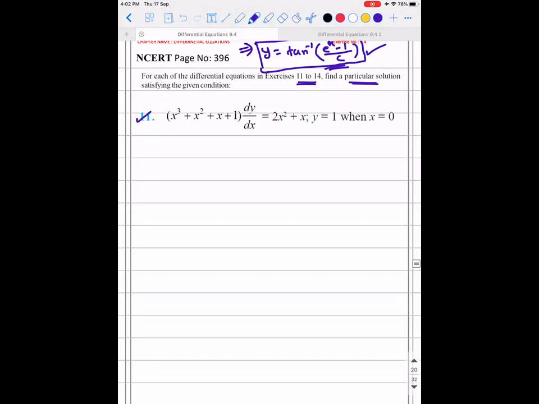So the 11th problem is (x cube plus x square plus x plus 1) into dy by dx is equal to 2x square plus x, when y is equal to 1 when x is equal to 0. So the given point is (0, 1). For the differential equation, find a particular solution satisfying the given condition. So how to solve this? dy by dx is 2x square plus x divided by x cube plus x square plus x plus 1. Right? Now what can we do?